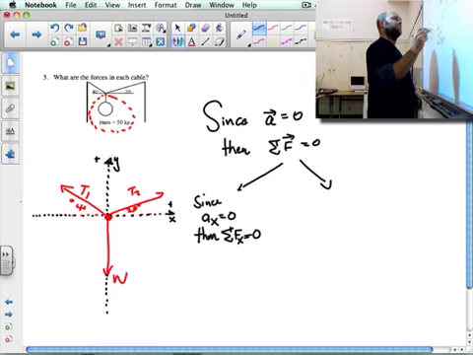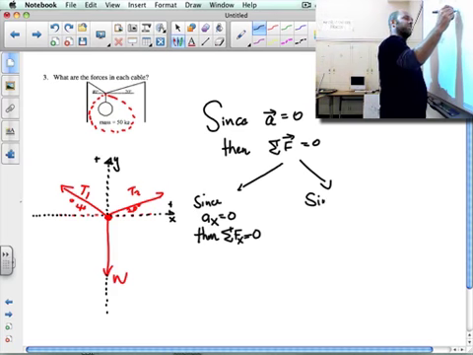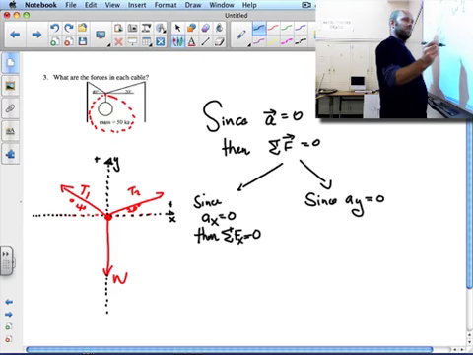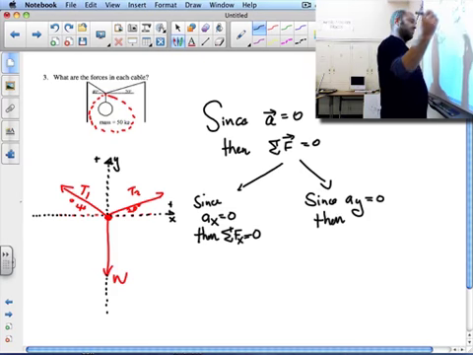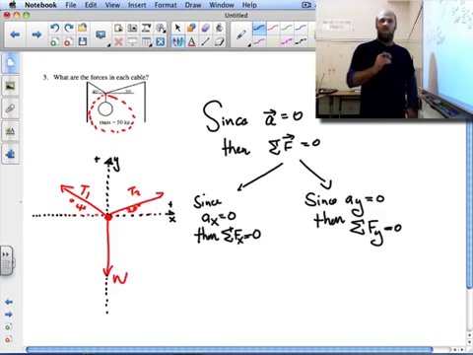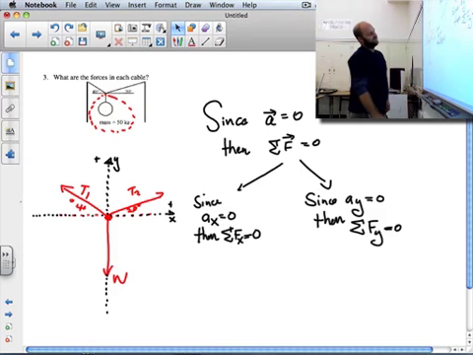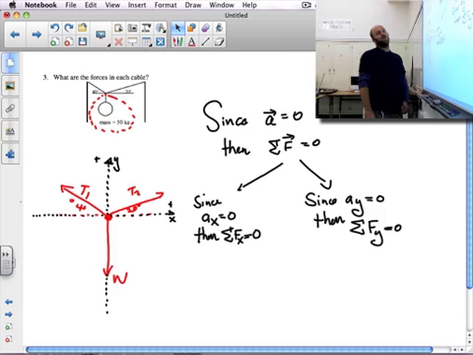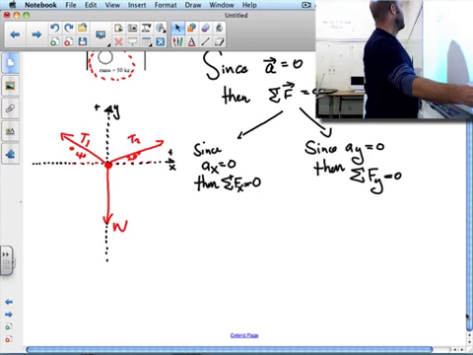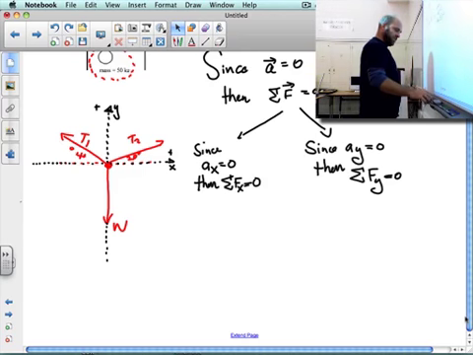Now we can do the same thing for the y direction. So since acceleration in the y direction is 0, then sum of the forces in the y direction equals 0. So this will allow us to use positive and negative to account for direction. The problem is, bummer, none of our forces here except for weight actually lie in the x or y direction. So we'll need to break up these forces into component forces. So let's go ahead and do that.